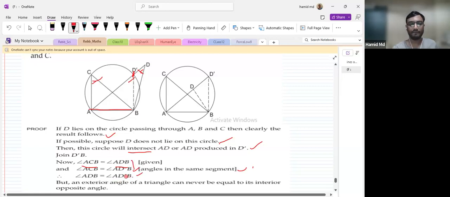Clear? ACB on the left-hand side, ADB this. So angle ADB is equal to angle AD'B. How is that equal? Let me remove all these points.